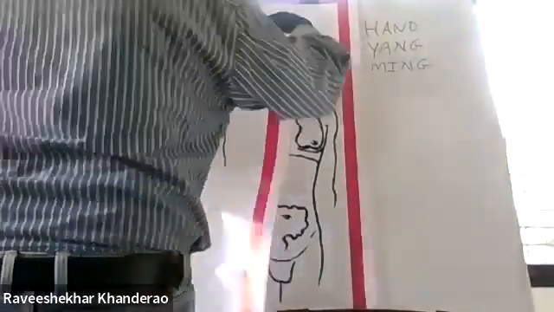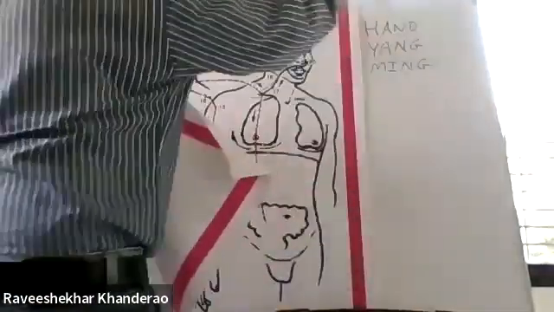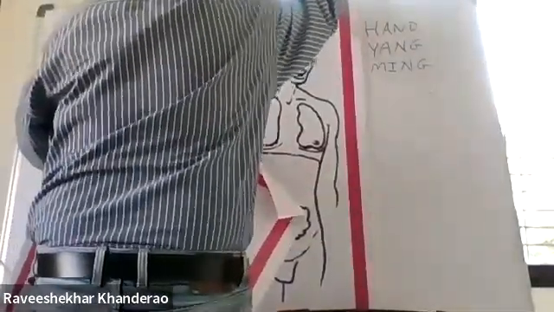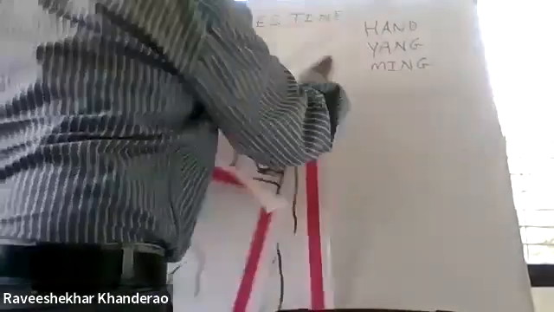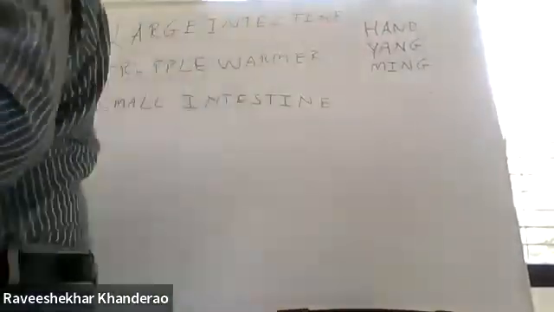Okay, now we'll go for the stomach meridian. It is Foot Yangming. What is the Chinese name, Ravi? Foot Yangming. Foot. Foot Yangming. Yes.